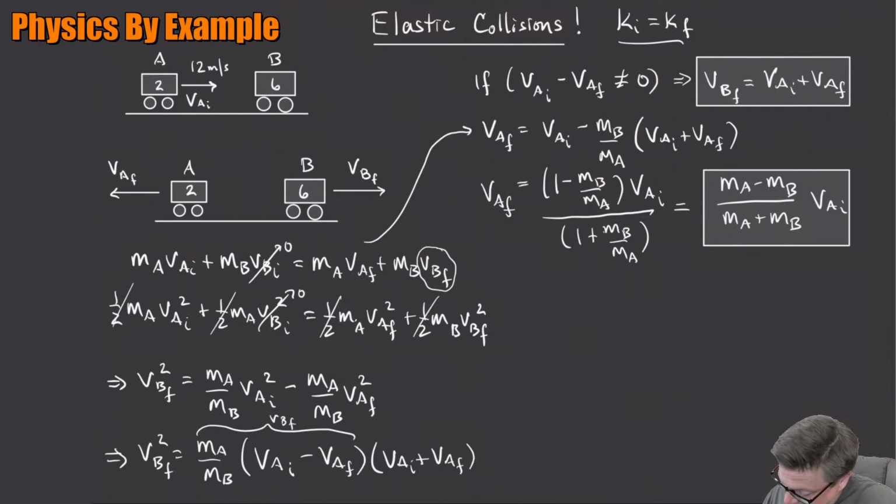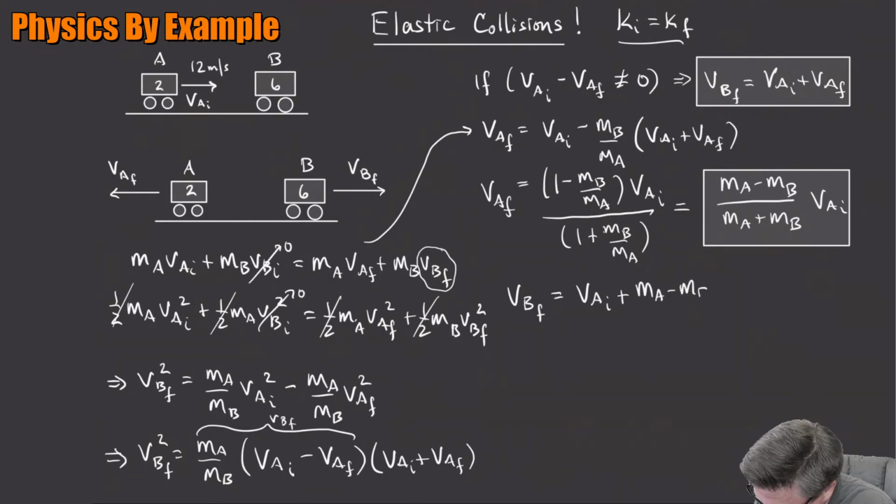Oh, well, I've got that. VBF, the final speed of B, is just going to be VA initial, with our little boxed equation up there, plus the thing I found for VA final. So this is going to be (MA minus MB) over (MA plus MB), times VA initial.